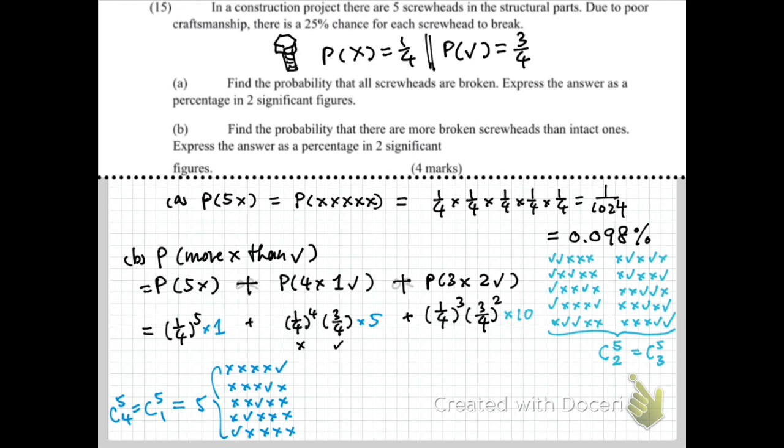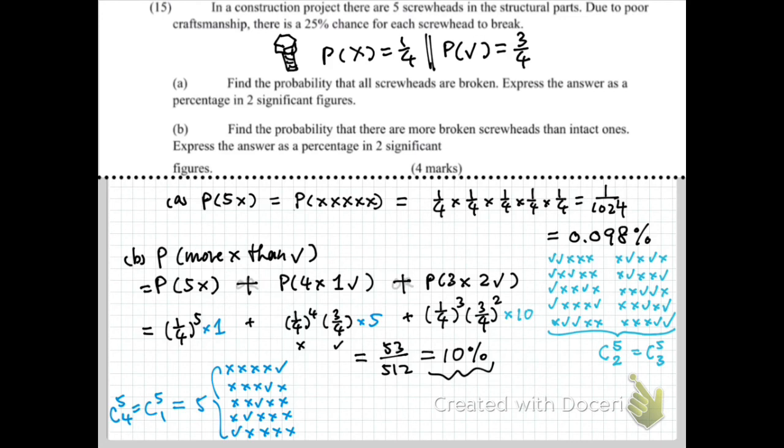So the final answer is 53 over 512. To 2 decimal places, it goes to 10%. There is a 10% chance there are more broken than intact ones.